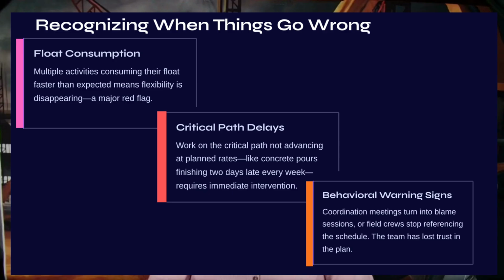If I start seeing multiple activities consuming their float faster than expected, then that's a red flag. It means your flexibility is disappearing. Or if I notice that work on the critical path isn't advancing at the planned rate, say concrete pours are finishing 2 days late every week, it's time to intervene before that pattern becomes a trend that snowballs.